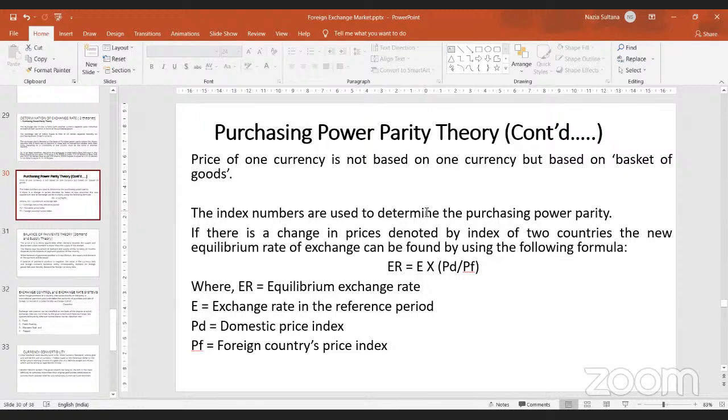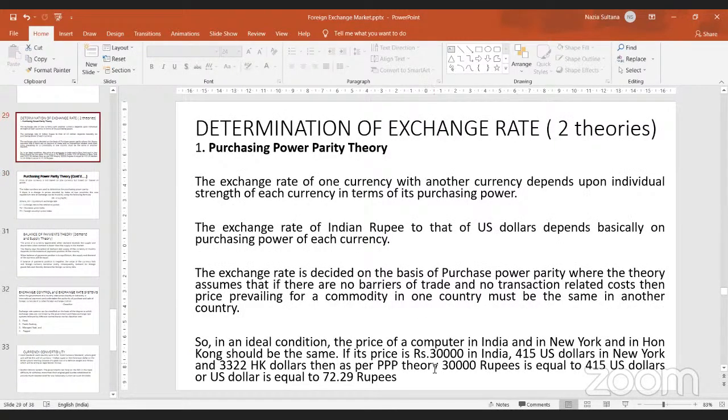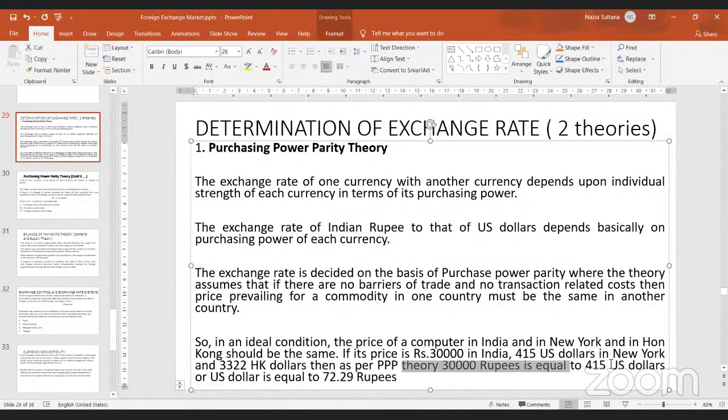Index numbers are being used to determine purchasing power parity. So you have rates of different countries. If you see the previous slide, we said this all is equal. So we said 3,000 rupees is equal to dollars. So here this formula also says the same thing.